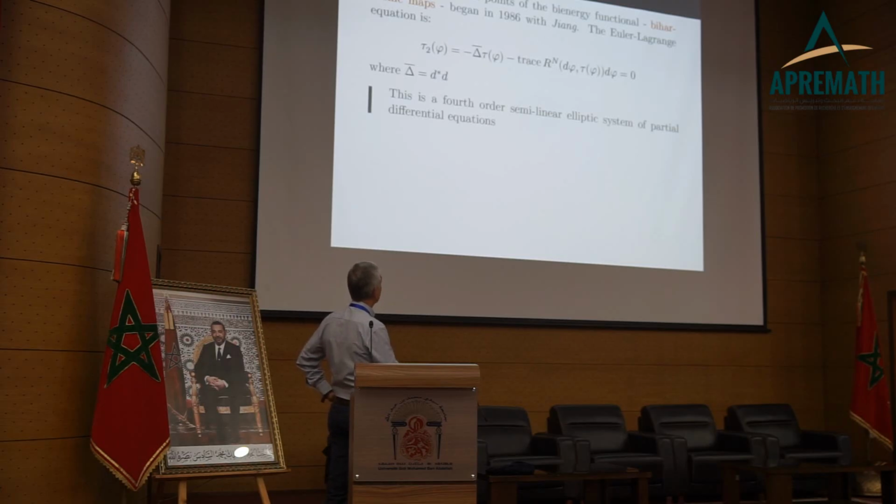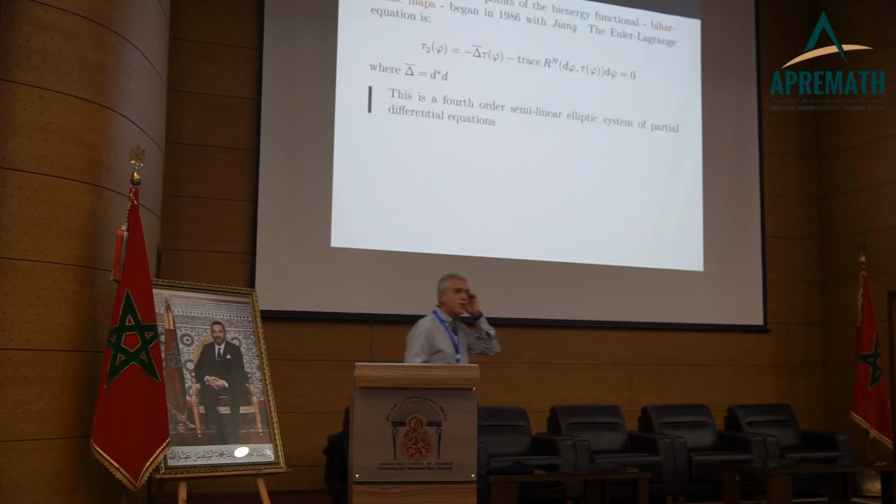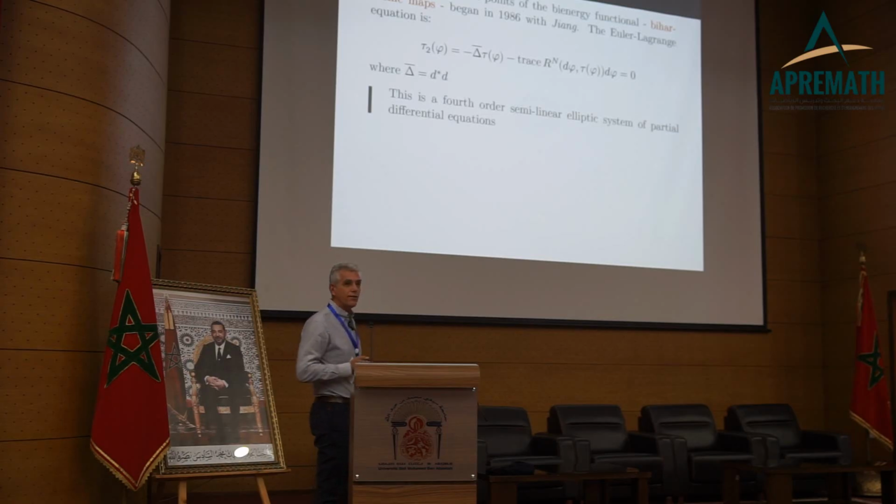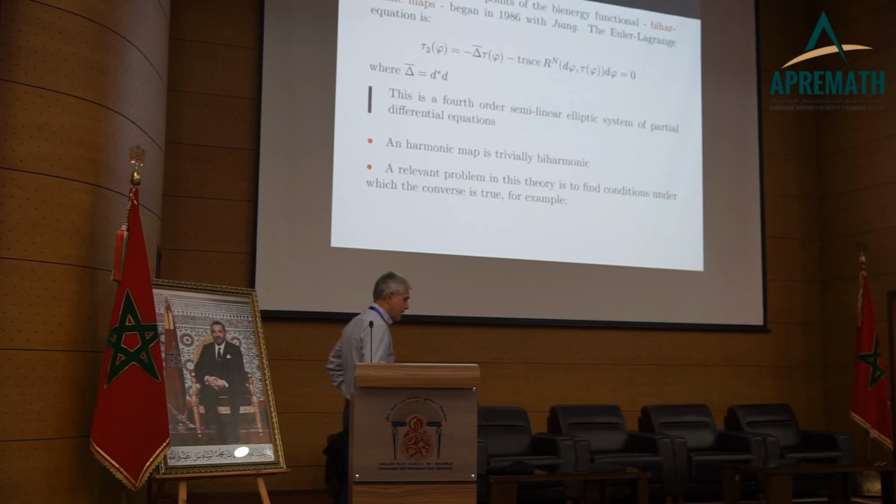Anyway, in the paper of Jiang, he computed the Euler-Lagrange equation associated to the bienergy, and this is the equation you have to deal with. This one is a difficult equation. It is a fourth order semilinear elliptic system of PDE, and in general it is very difficult to find solutions, particularly when the solution is not harmonic. Because if your map is harmonic, the tension field is 0, so automatically tau 2 is 0. So the big point in this theory is first to understand under what conditions the converse is true: once you have a biharmonic map, must it necessarily be a harmonic one?